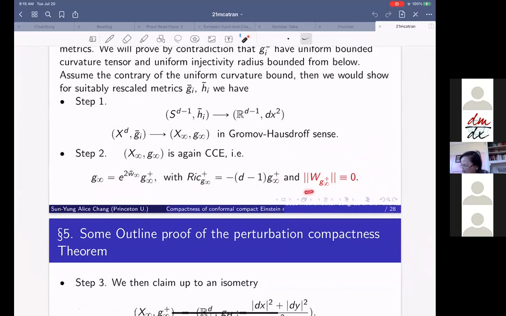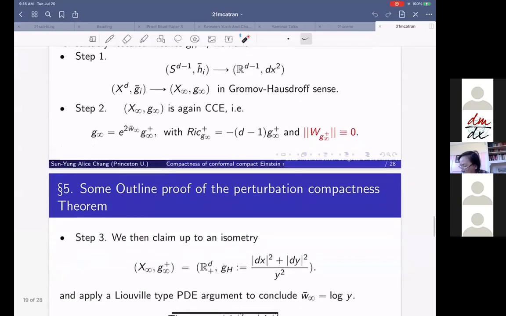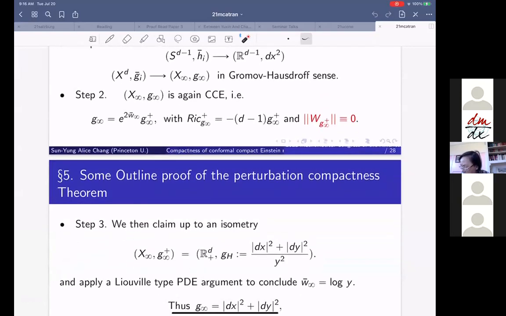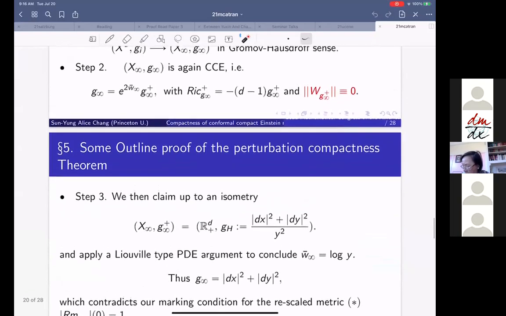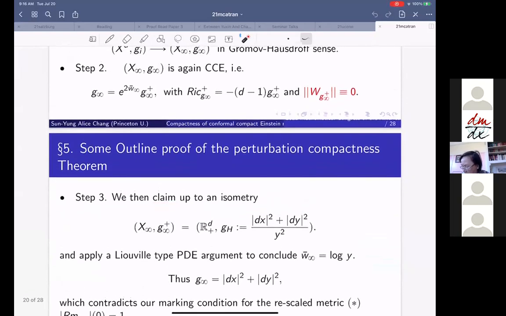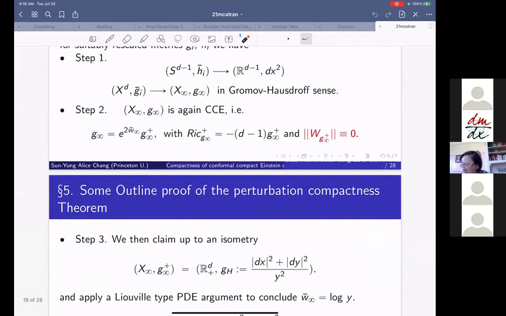That is, for this limiting metric, the value of D over two norm will tend to zero, because we assume the contrary, compactness. So the limiting metric has value equal to zero. We claim that this is the place where we use assumption two. And then in this case, we claim that up to an isometry, this limiting metric is actually the model metric.